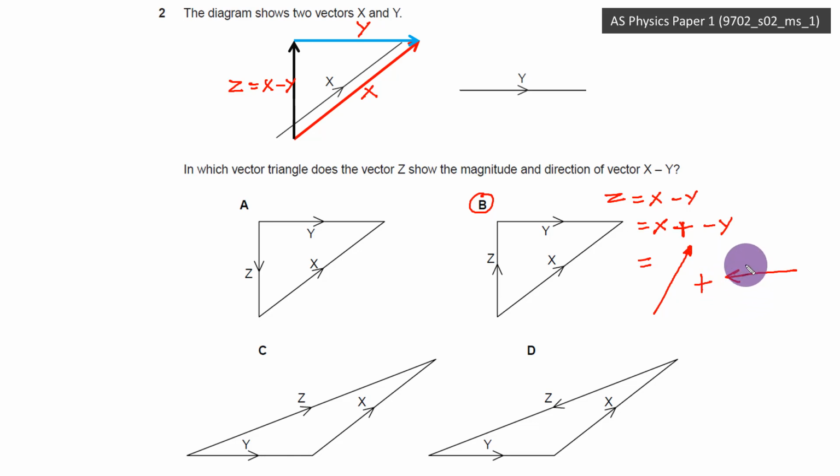The change in direction here represents the negative sign. So since these are the two vectors that we are adding, we arrange them head to tail. That one and that one. And therefore we realize that the resultant is this one here. This is z, which represents x minus y.